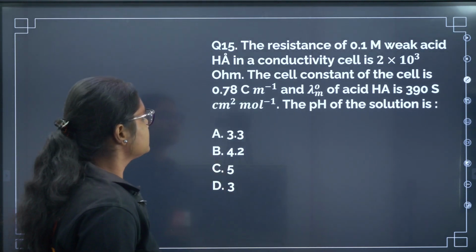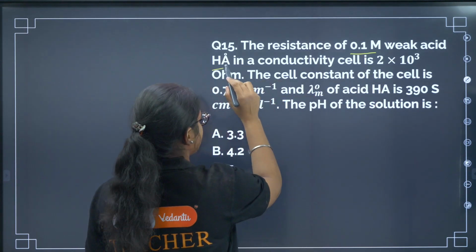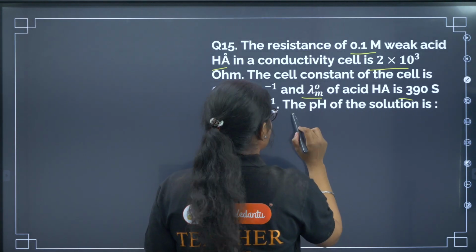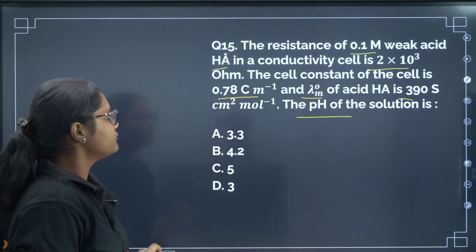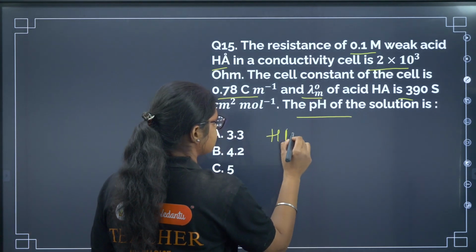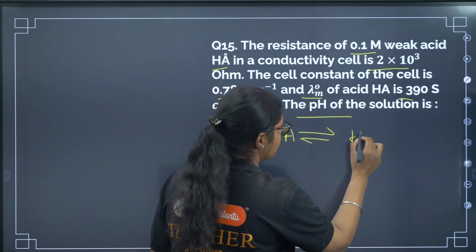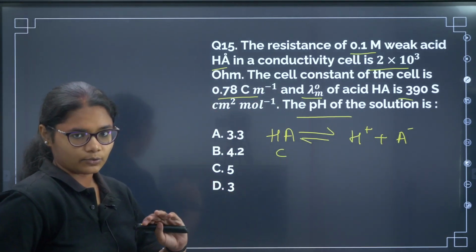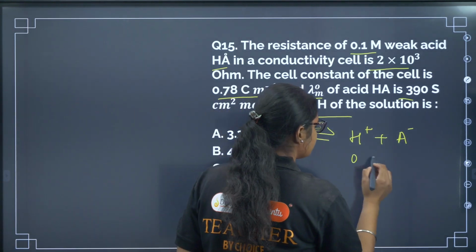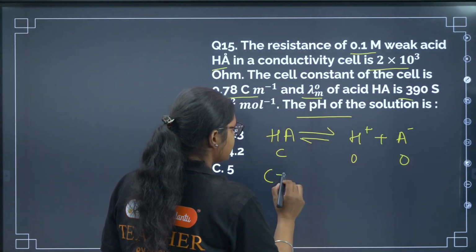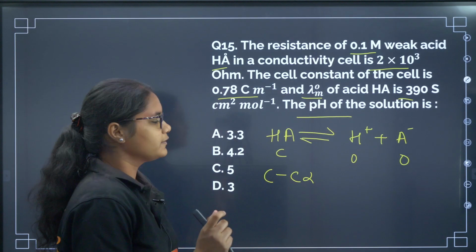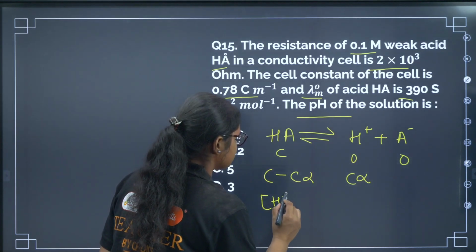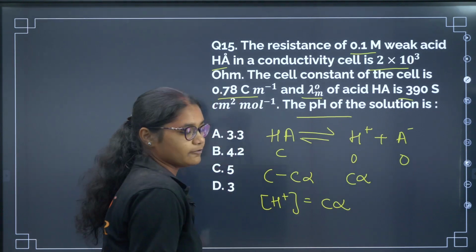Next, the resistance of a 0.1 M weak acid HA in the conductivity cell is given. The cell constant is also given, and lambda naught m is also given. You have to find the pH of the solution. First of all, it is a weak acid, HA. When it dissociates, we get H plus and A minus. Suppose the initial concentration of HA is C, and the others are 0, 0. Then C alpha part gets dissociated. Then how much H plus will form? C alpha, right? So the concentration of H plus is C alpha.